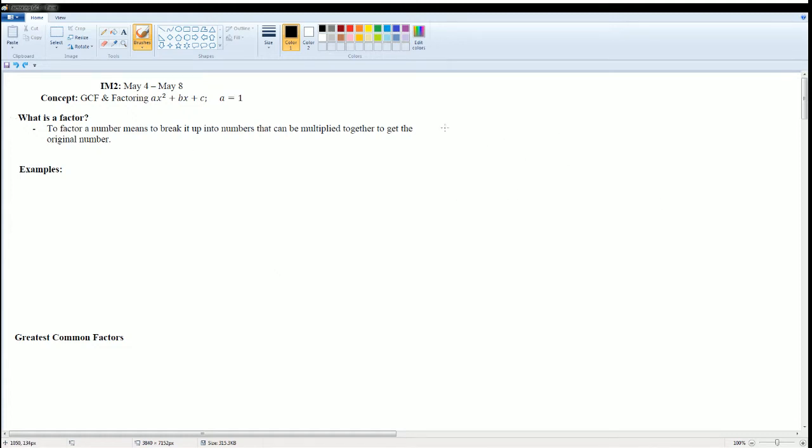On the screen here, it asks you what is a factor. A factor means to break up a number into numbers that can be multiplied together to get the original number. It's not going to make sense until I show it to you. So let's take a look.